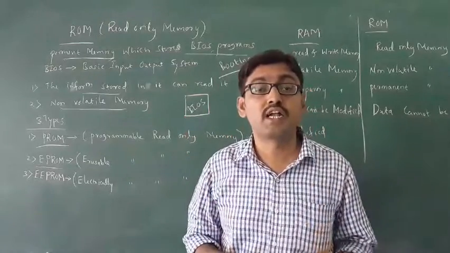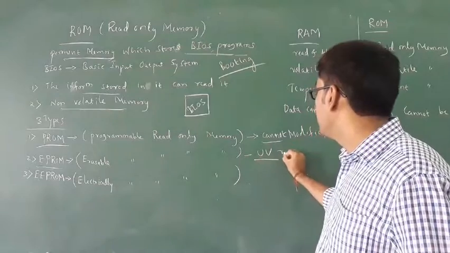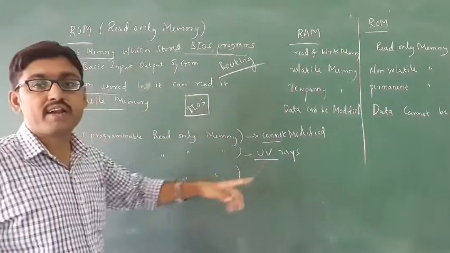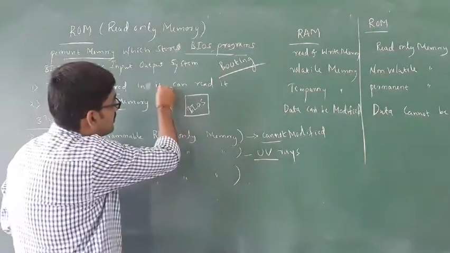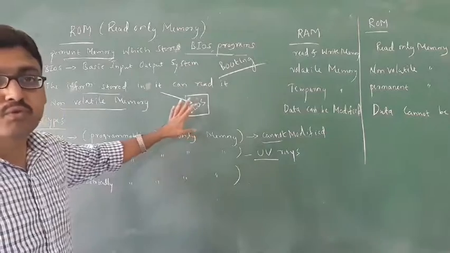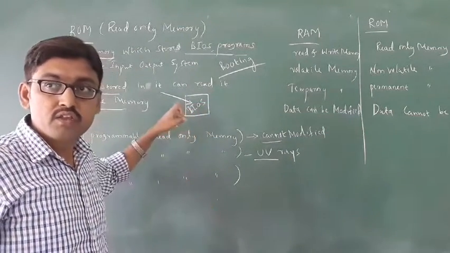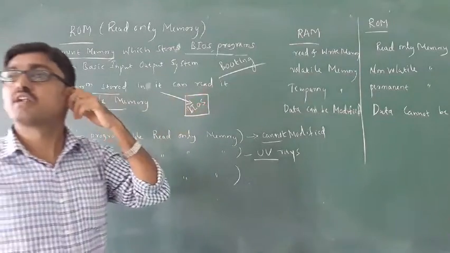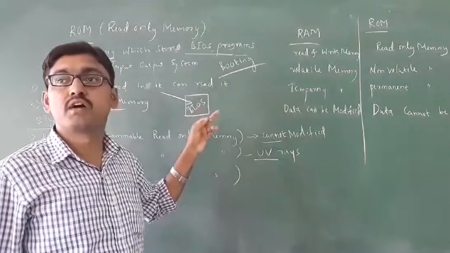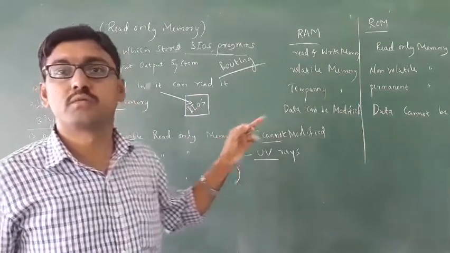You can modify the data by using UV rays. UV means ultraviolet rays. If you expose the ROM to ultraviolet rays, the BIOS programs and everything will be deleted. If it is exposed to UV rays, then that happens.